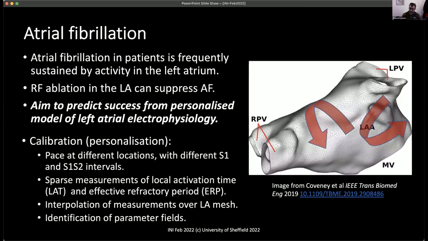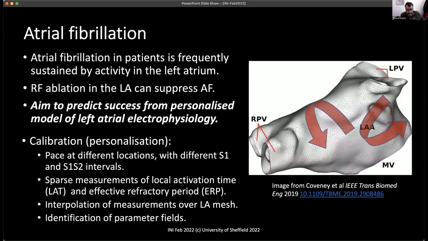What we want to be able to do using a personalized heart model is to be able to predict whether a particular pattern of radiofrequency ablation is going to be successful. The benefit of that is that we can reduce the amount of time that a procedure takes, which is good for the patient because they are undergoing the procedure for a shorter time, and it's good for the NHS because it means that procedures can be done in a shorter time period. So you can treat maybe 3 patients a day instead of 2 patients a day.